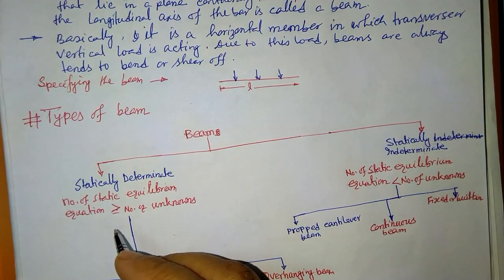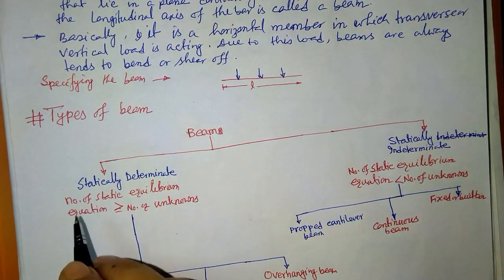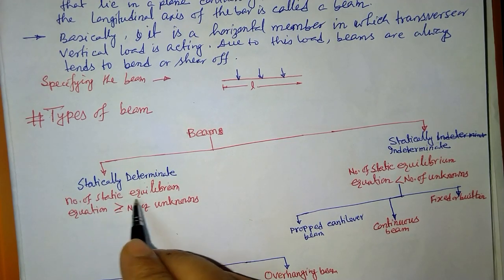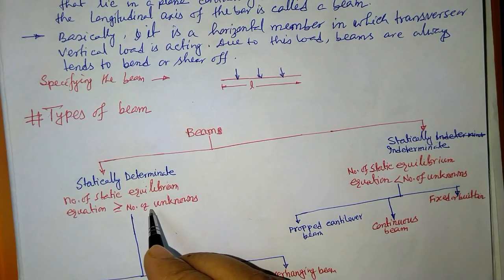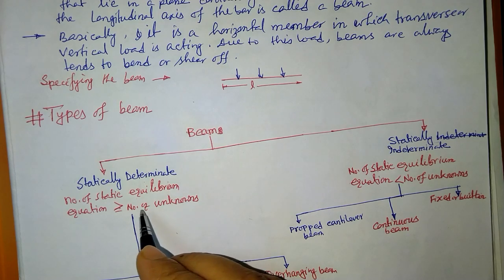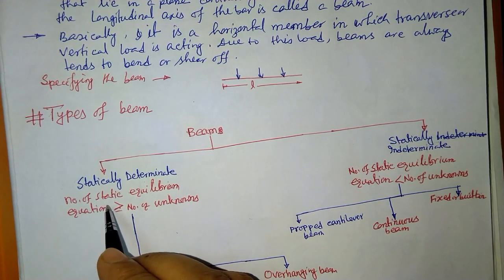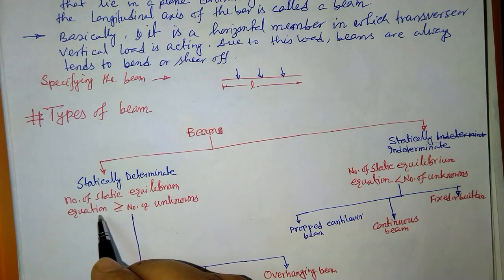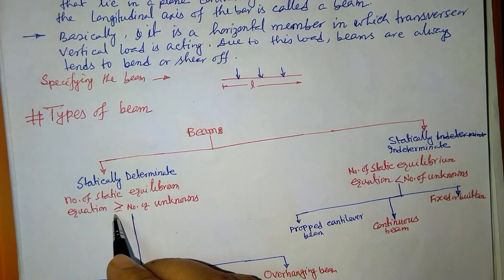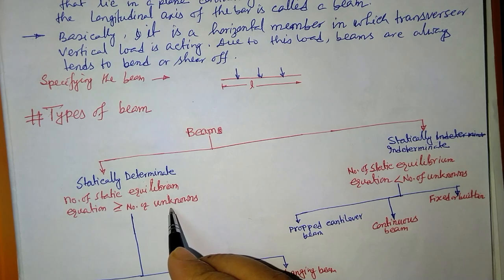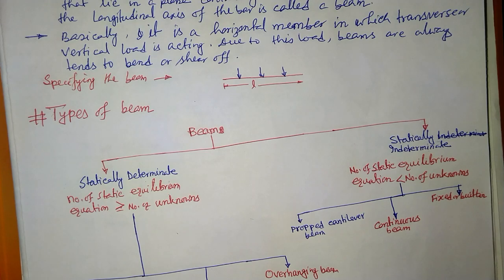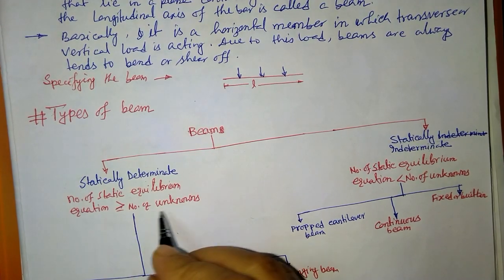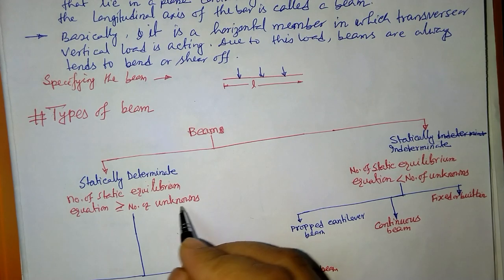How can I define statically determinate? Statically determinate means the number of static equilibrium equations. We know that static equilibrium is summation of Fx equal to 0, summation of Fy equal to 0, and summation of moments equal to 0. If the number of static equilibrium equations is greater than or equal to the number of unknowns, then we call it a statically determinate beam. The unknowns here we will be getting in the form of reactions.